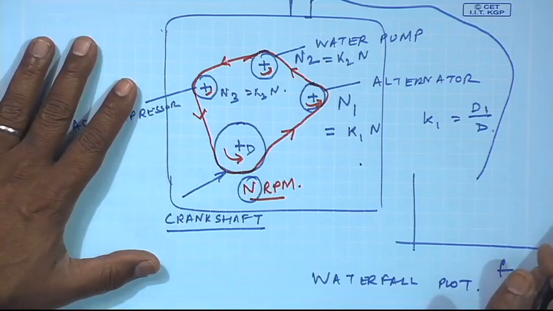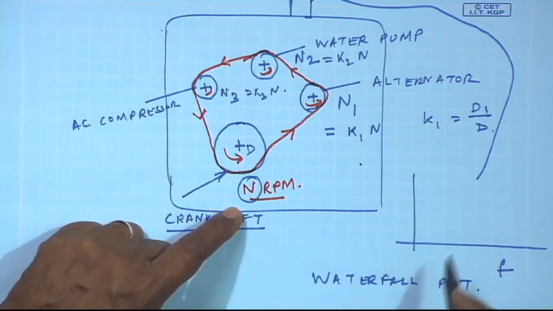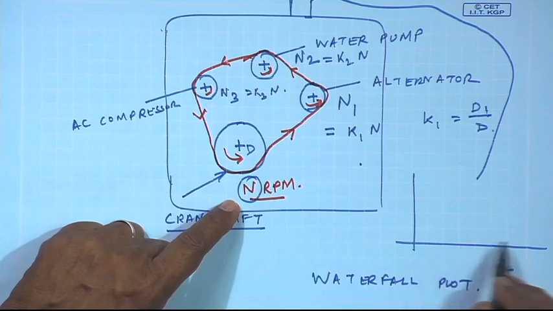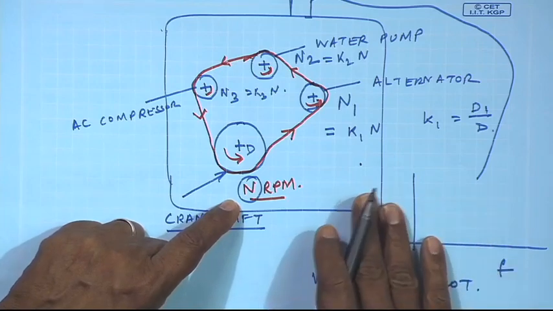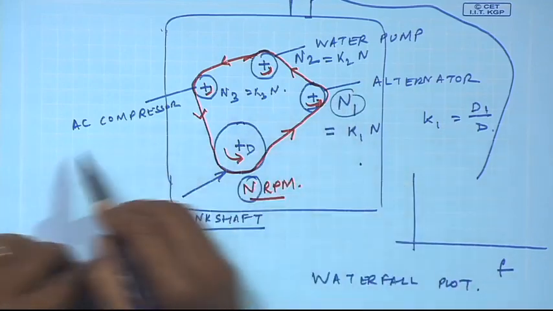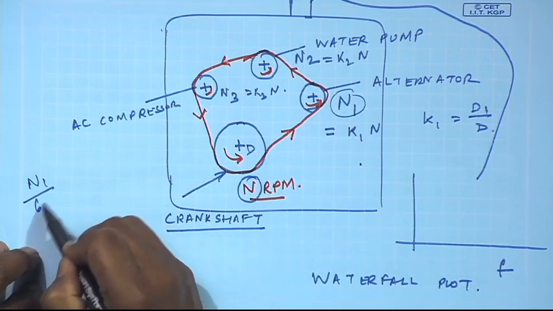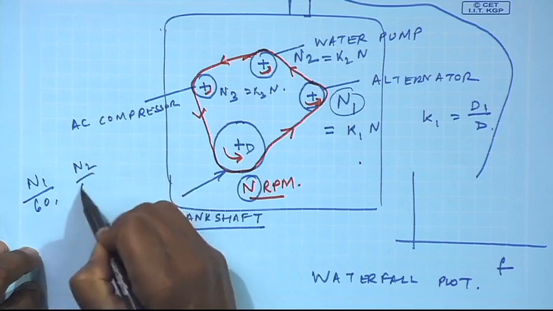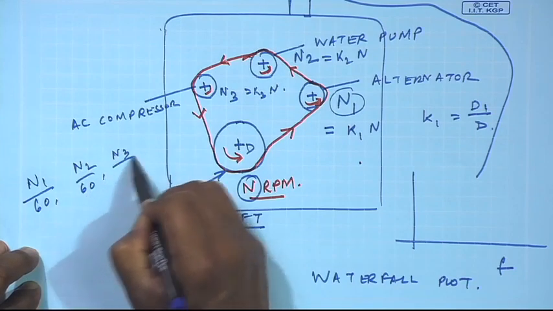But the question is, if in the process of averaging, this speed has changed, if I do a waterfall plot, all the frequencies would smear and it would be very difficult for me to find out frequencies at n1 by 60, n2 by 60, n3 by 60.